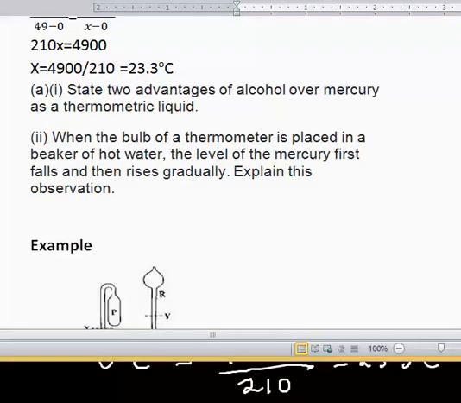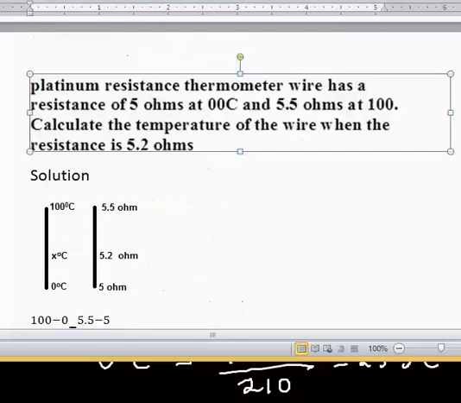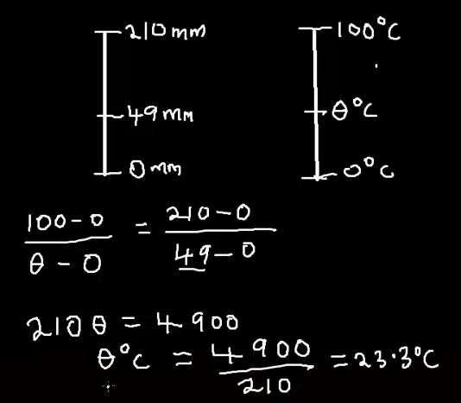That should be another question. Alright, here I have another question. This one is based on resistance thermometer. Okay, it goes this way. A platinum resistance thermometer wire has resistance of 5 ohm at 0 degrees Celsius and 5.5 ohm at 100 degrees Celsius. So that is the upper and lower fixed point.